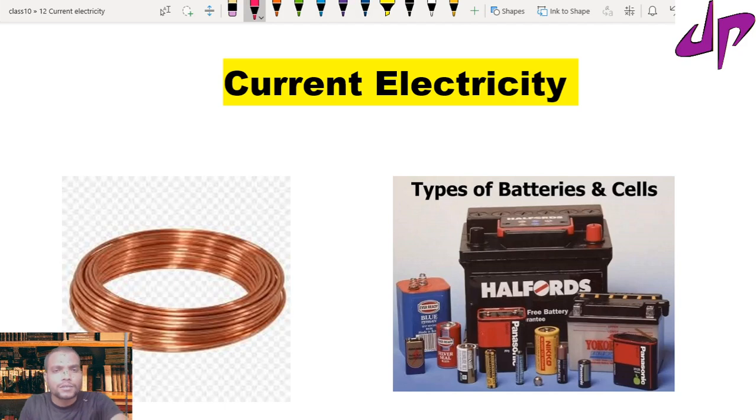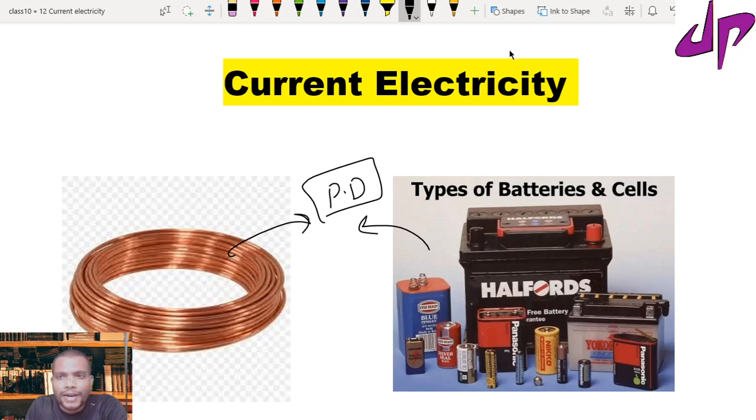In the previous class, we had an introduction about current electricity. Current electricity is nothing but the study of motion of charges, and exclusively we are going to study much more about conductors. Conductors contain free electrons. To move these electrons, we require potential difference.